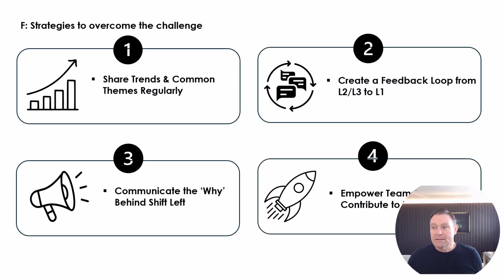Number 4 is empowering teams to contribute to improvement. Encourage the front line to flag ideas for knowledge articles or self-service forms. So have a way to make suggestions for shift left, such as a process or a channel in Teams. The best ideas come from the people closest to the problem.